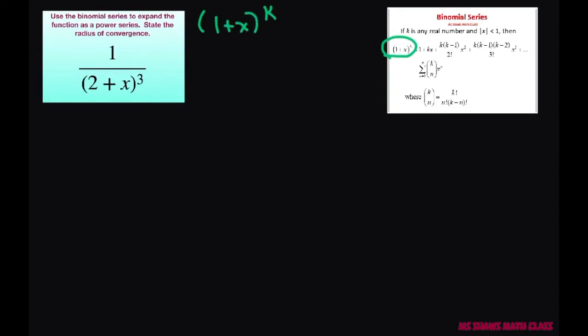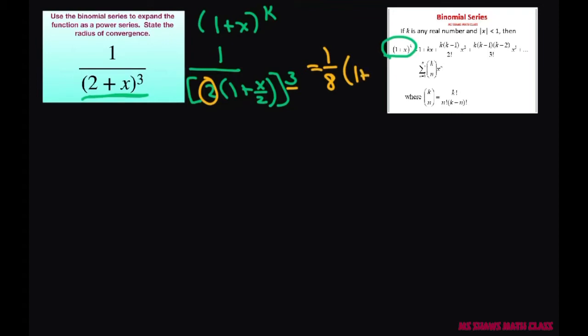So what I'm going to do is take my function here and write this as 1 divided by 2 times 1 plus x divided by 2, cubed. Now this is going to simplify. If I pull 2 cubed out, this is going to be 1/8, and then I'm going to have 1 plus x divided by 2 to the power of -3.